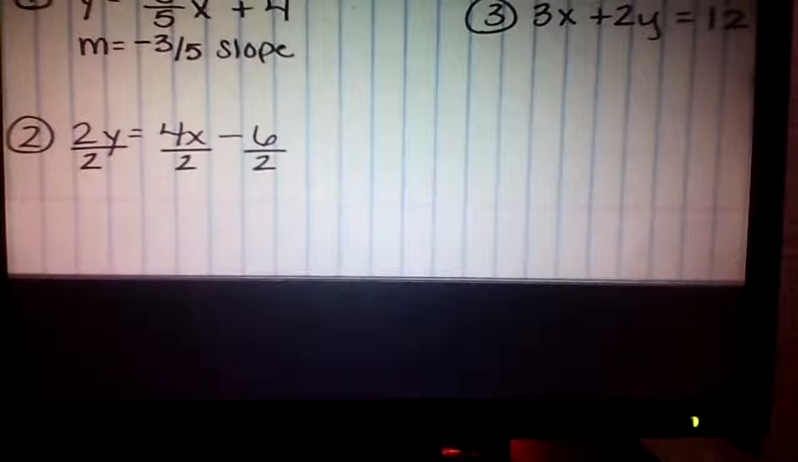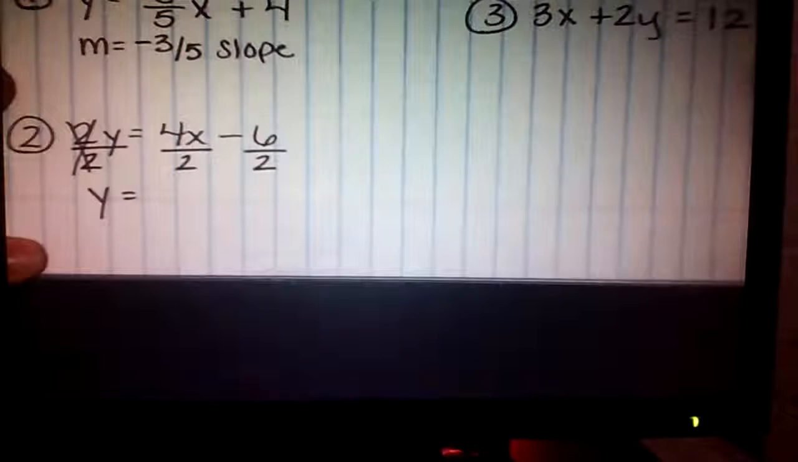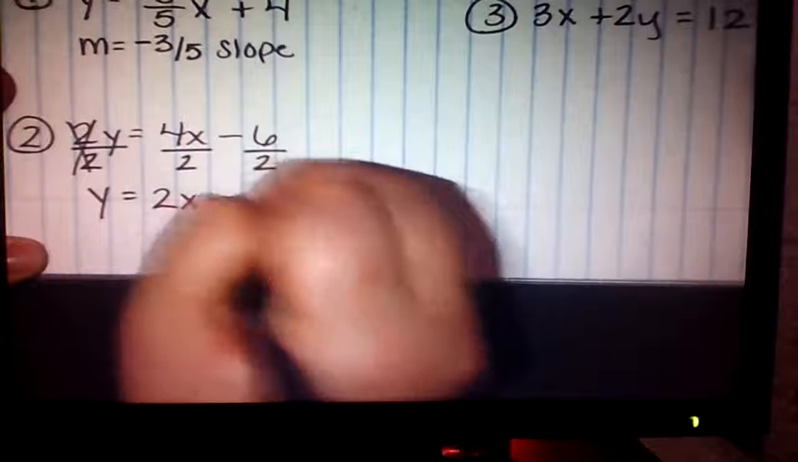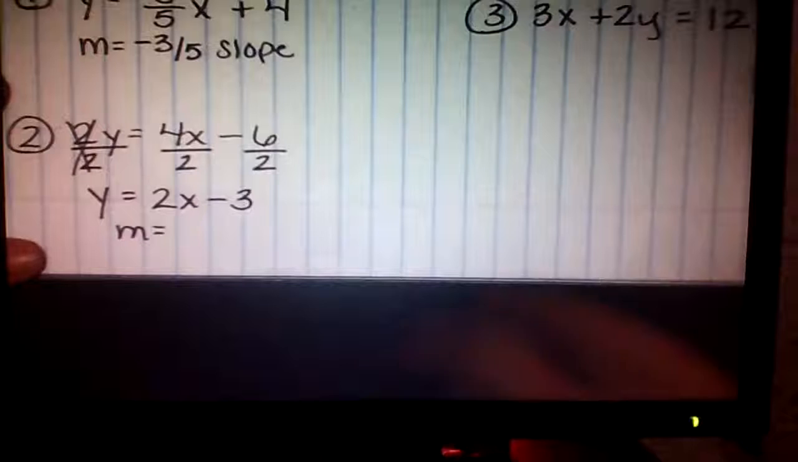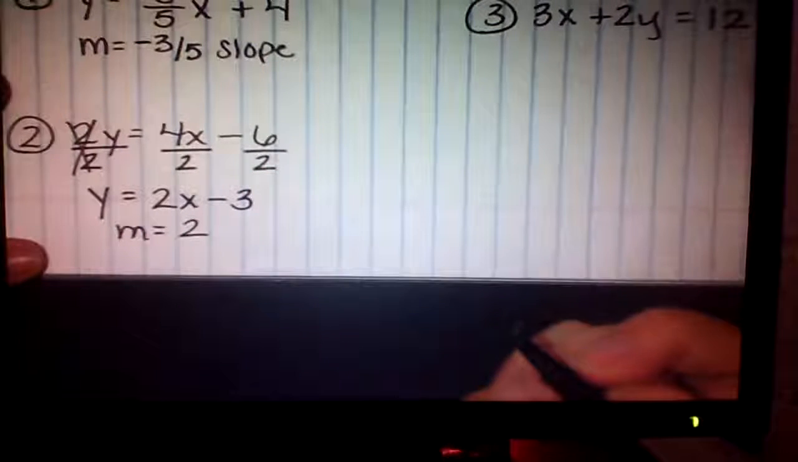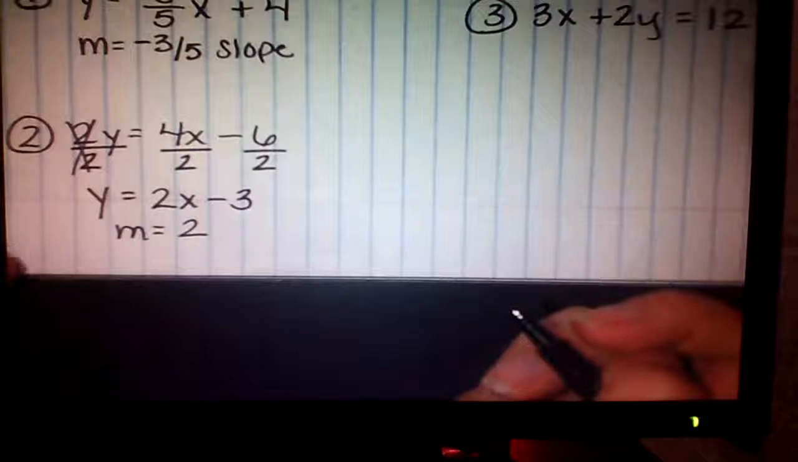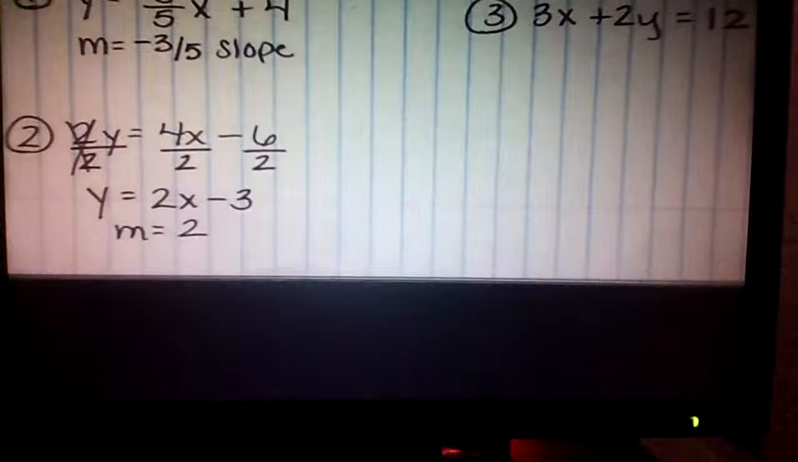So we divide by 2, and I'm left with y equals 2x minus 3. Now what is my slope? It's 2. It's not 2x, it is just 2. Your slope is the value in front of x.